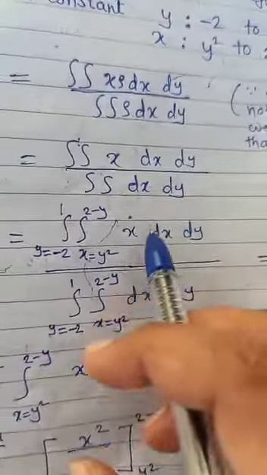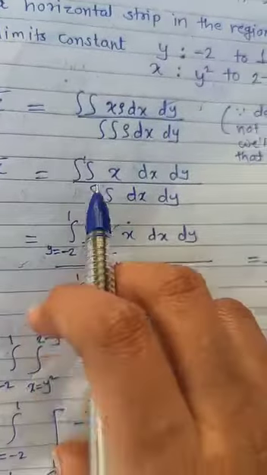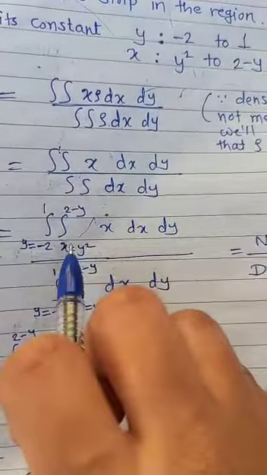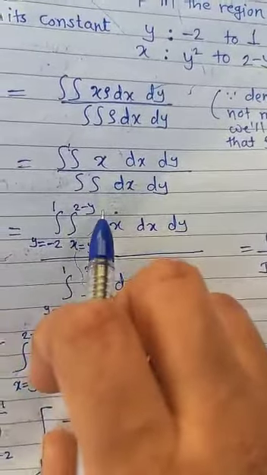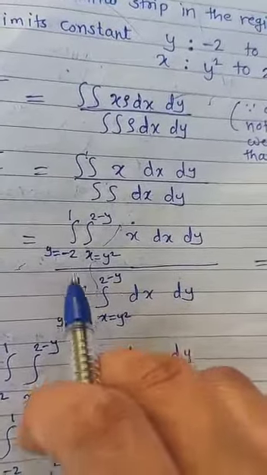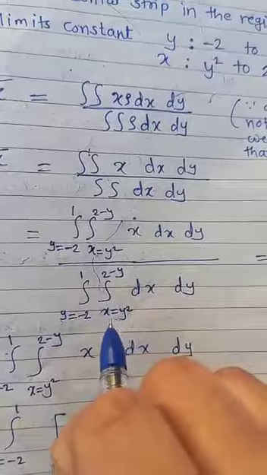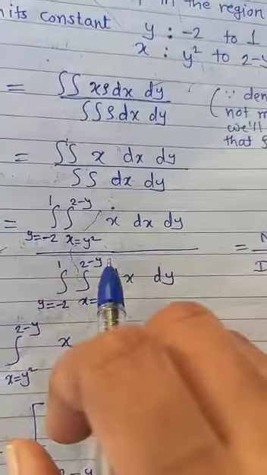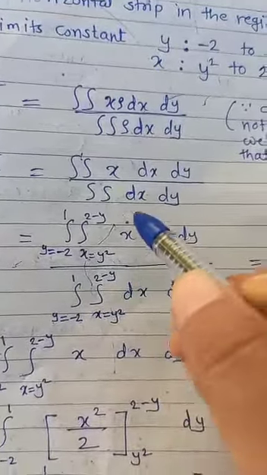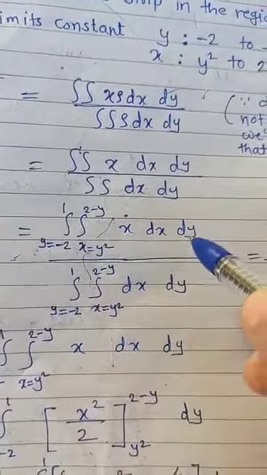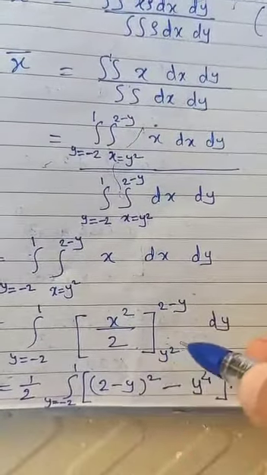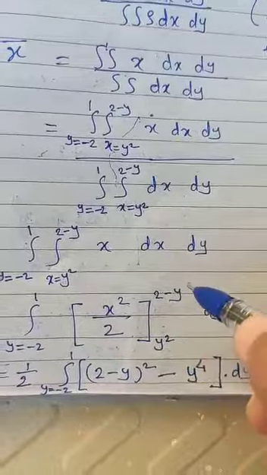Now put these limits in the formula of x bar. So double integration of x dx dy, where the y limits are minus 2 to 1 and the x limits are y squared to 2 minus y, upon double integration of dx dy, where the limits are the same: y limits minus 2 to 1 and x limits y squared to 2 minus y. Here we integrate with respect to x first and then with respect to y. So the integration of x dx is x squared by 2 within the limits y squared and 2 minus y.